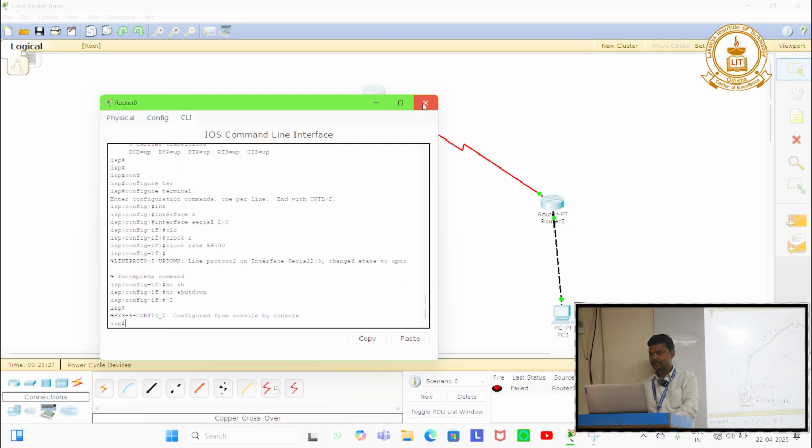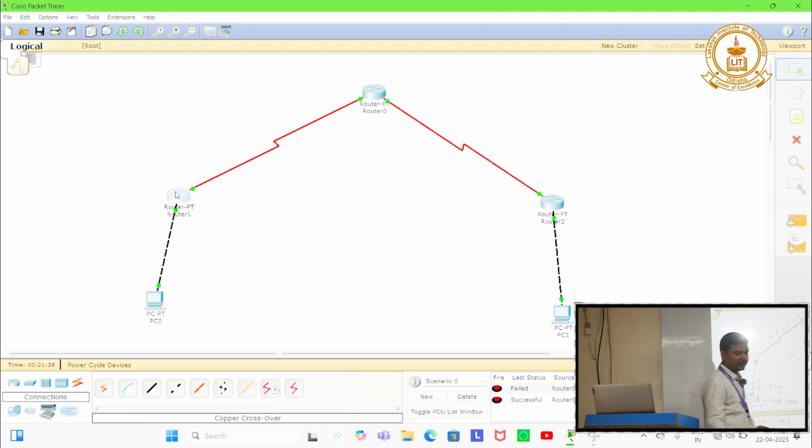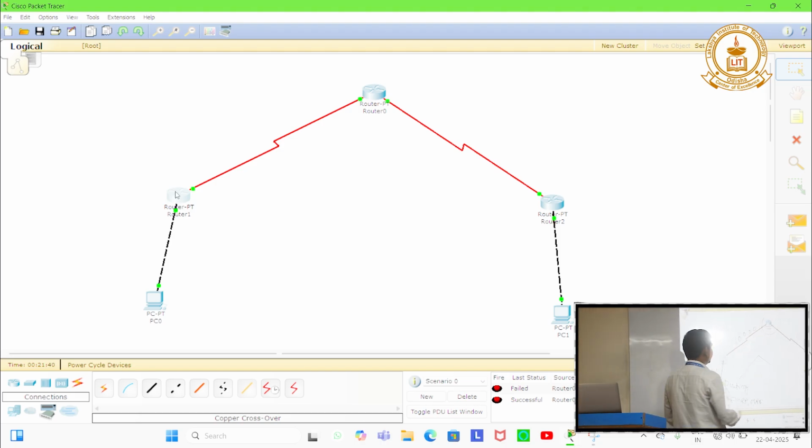Then the PC to ISP connected to the LIT router is successful. We are not providing the bandwidth. The bandwidth is configured on the DCE side. So in this figure, there is an ISP router.